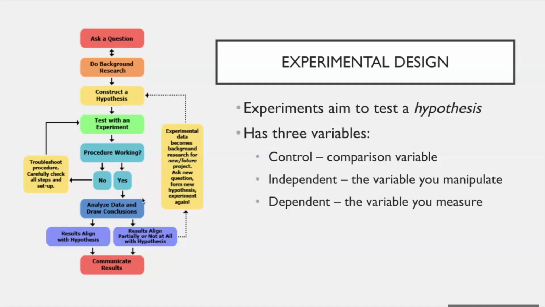But if it is working, we can go on to analyze our data and draw conclusions. All right. In this step, we can ask if the results align with our hypothesis. If they do, we communicate those results. If they do not, we still want to communicate those results. However, that experimental data can become background research for a new or future project, and you can ask new questions to form a new hypothesis and do your experiment again and start the process over.